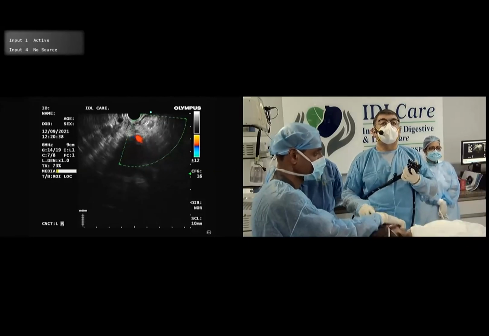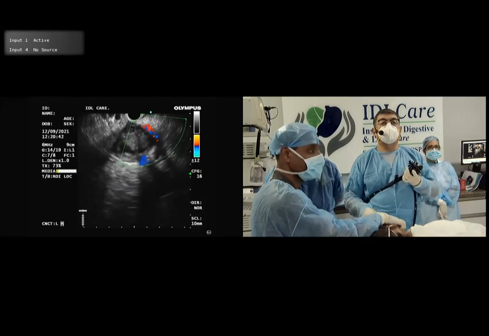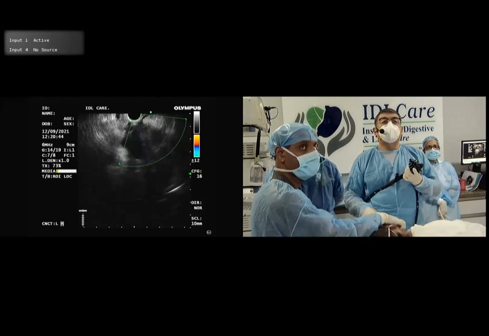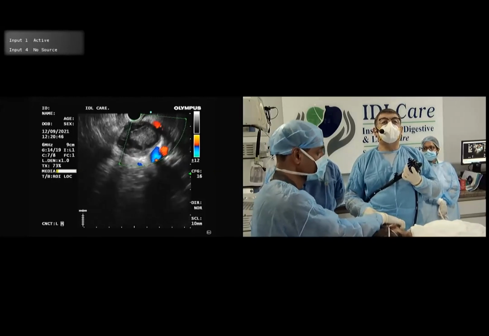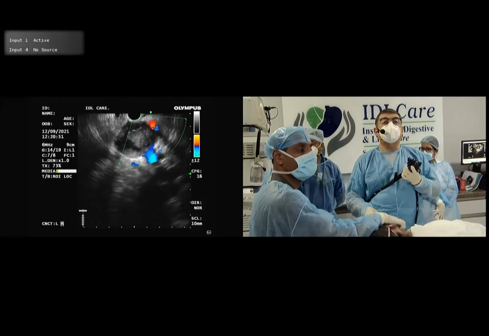More anti-clockwise, and you see the abnormal area. See this? So it looks like a bulky head of the pancreas with a bulky neck and body, and there appears to be a fluid collection kind of thing here.